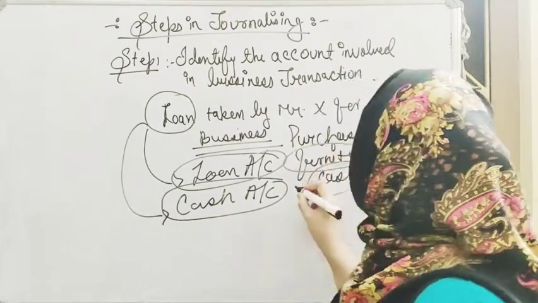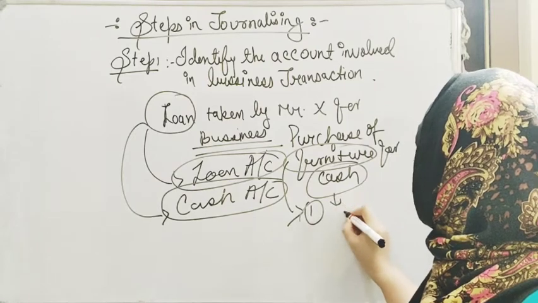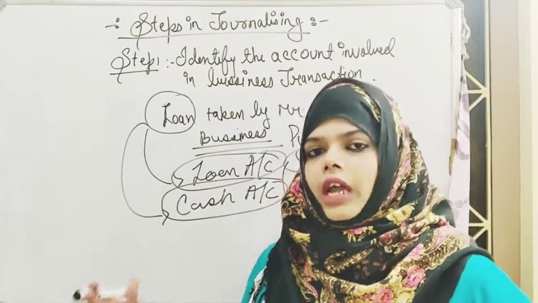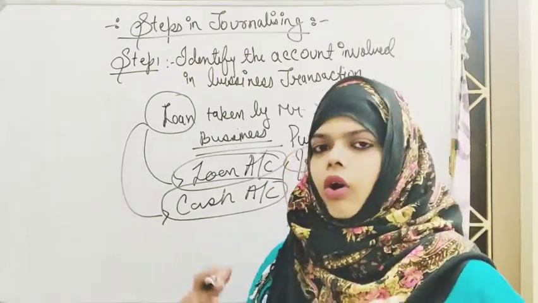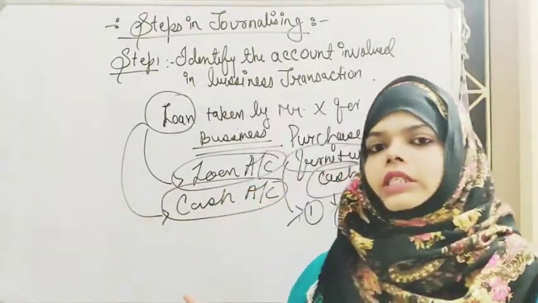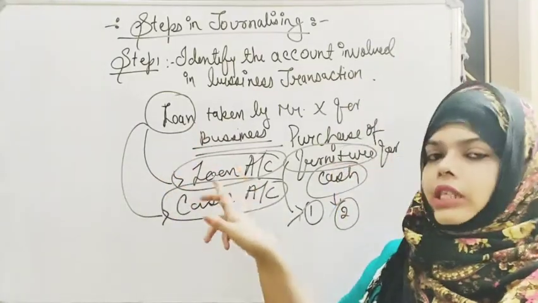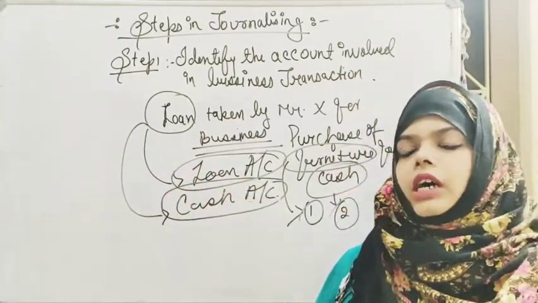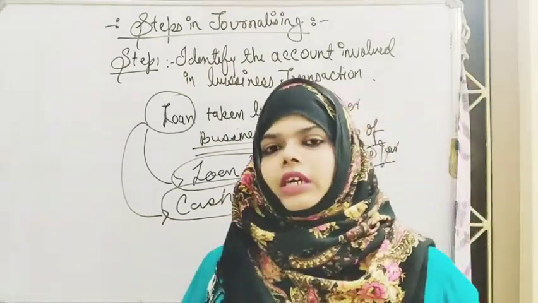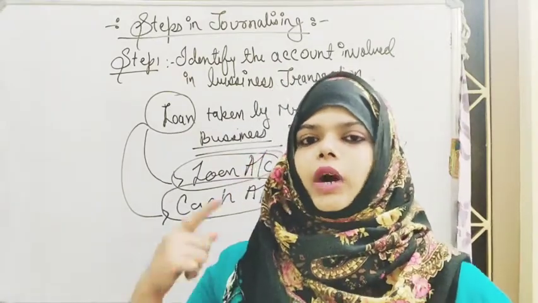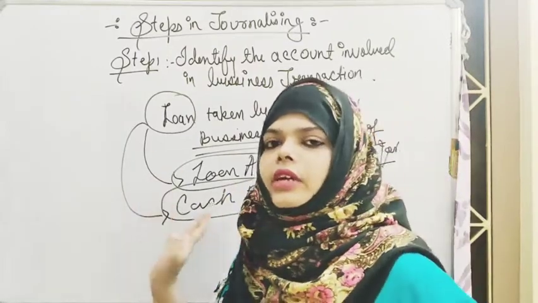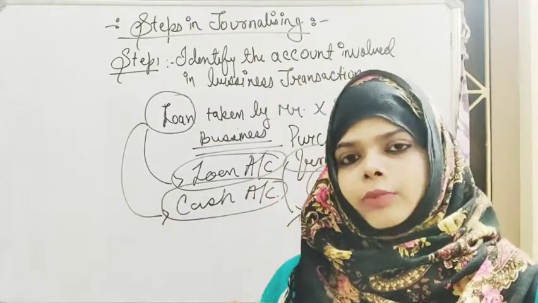Here we have two accounts involved. First one is the furniture account, second one is the cash account. So, we need to identify which accounts are involved in the transaction itself. In a transaction we can see one is the giver, one is the taker. Here the loan account is the giver of the money and the cash account is the receiver of the money. Here also cash is given and furniture is received. So, a transaction is always classified into two parts: one is the giver, one is the taker. There are always two aspects in every transaction.